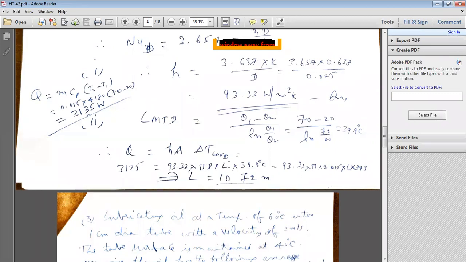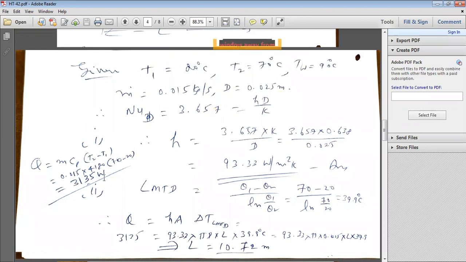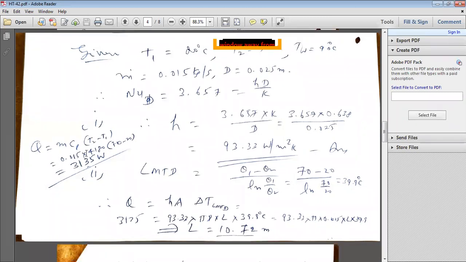You have L, which you are supposed to calculate. D is given as 0.025, h is 93.33, and the log mean temperature difference is 39.9 degrees centigrade. But the heat transfer rate Q is not given. How do you calculate it? Because you are heating the water, that much heat is transferred through convection, so it is equal to the convection heat transfer.